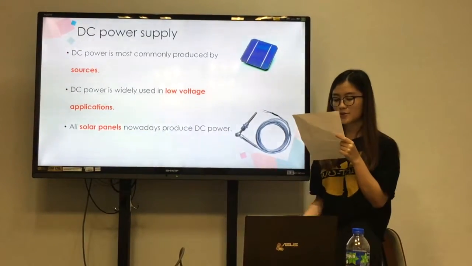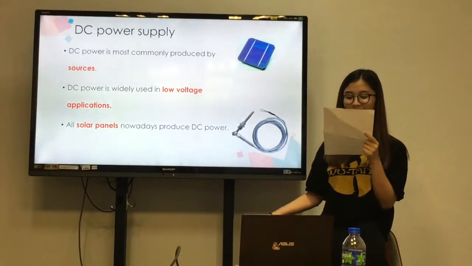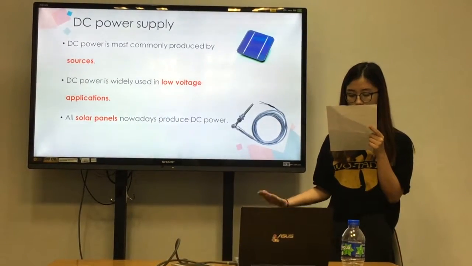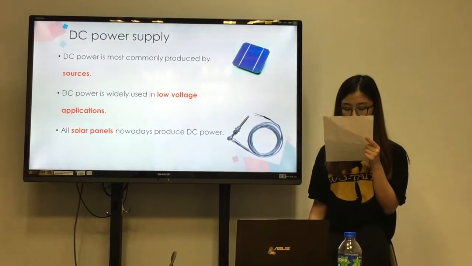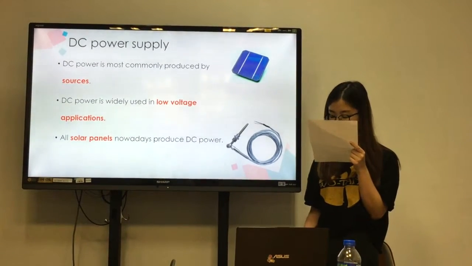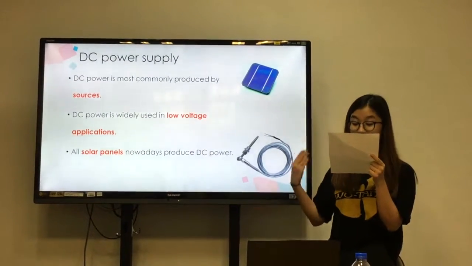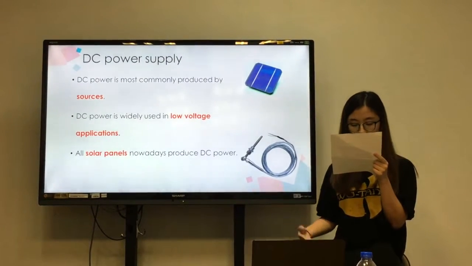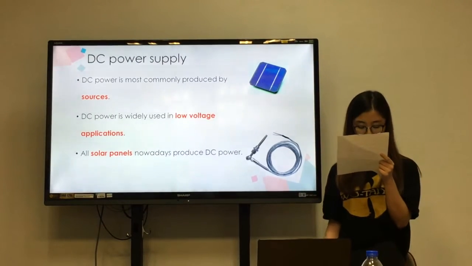Let's talk about direct current. Direct current power refers to the unidirectional flow of electrons, and it is the form of power that is most commonly produced by sources such as solar cells and batteries. DC power is widely used in low voltage applications such as charging batteries, automotive applications, aircraft applications, and other low voltage, low current applications. All solar panels nowadays produce DC power.